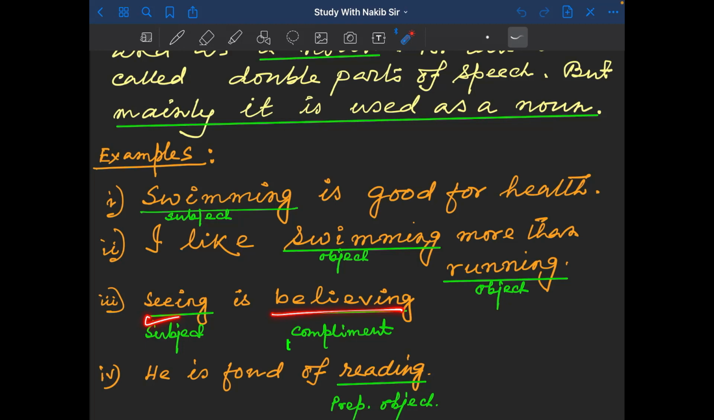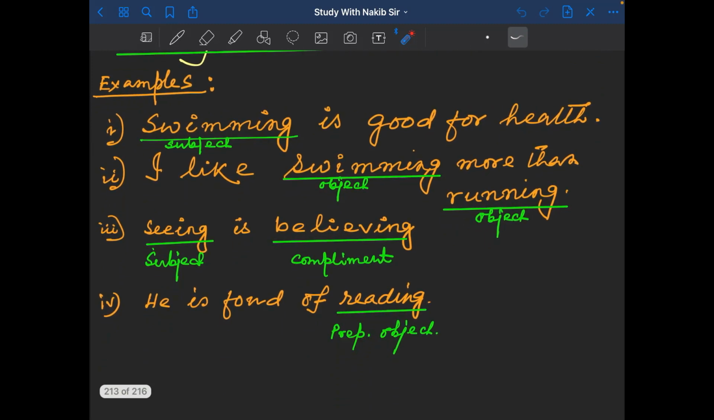Seeing is believing. Believing is the complement of the subject. And he is fond of reading. Reading is the ing form of the verb. Here, reading is used as a prepositional object. "Of" is the preposition and this one is the object. So it is being used here as an object like a noun. For this it is called a gerund.